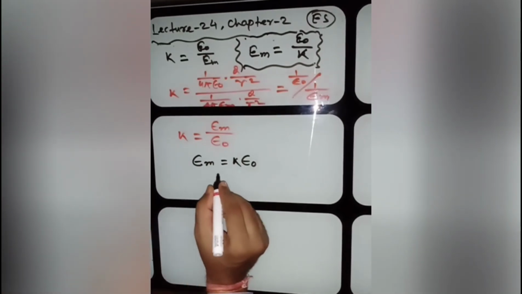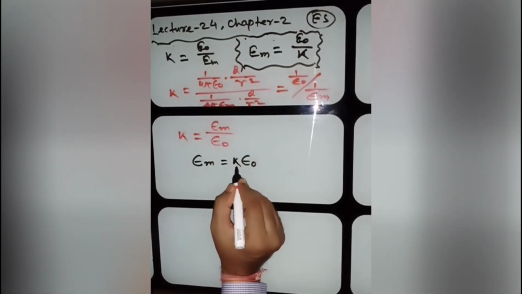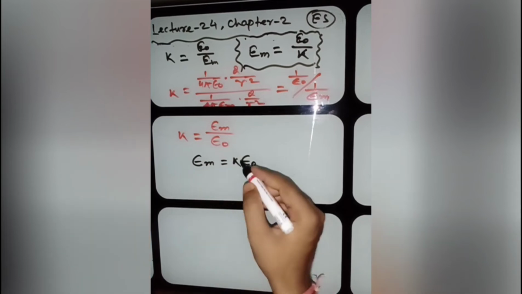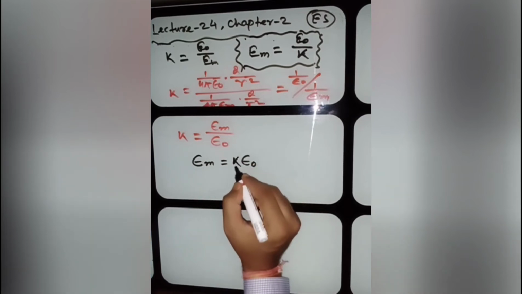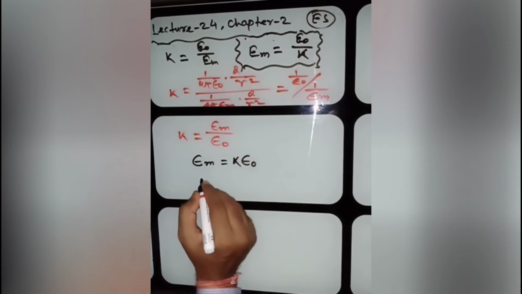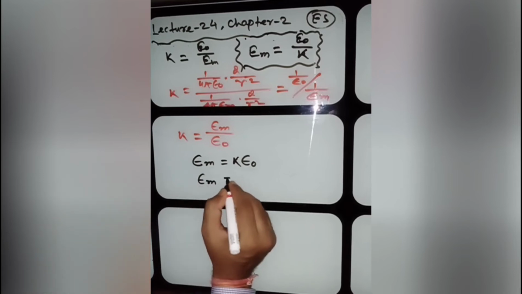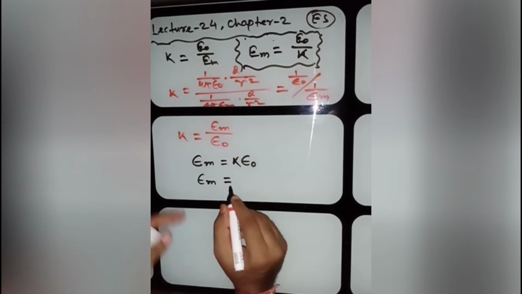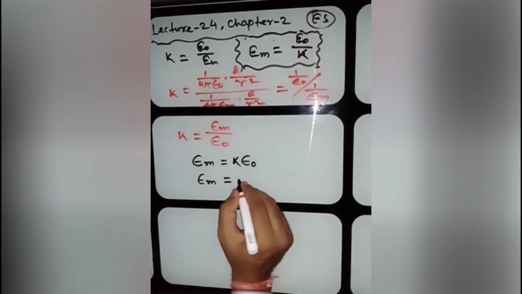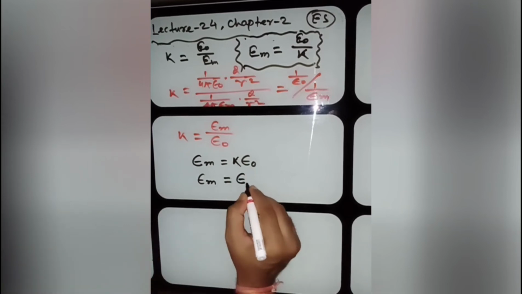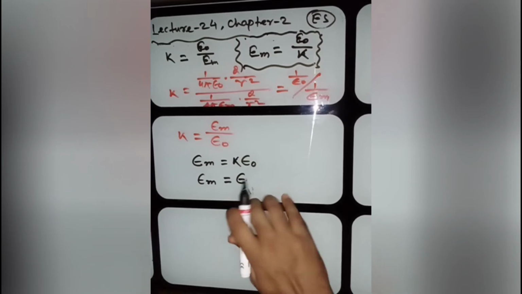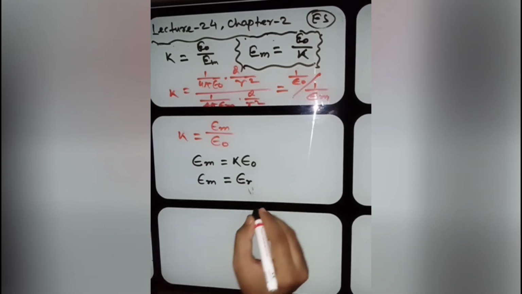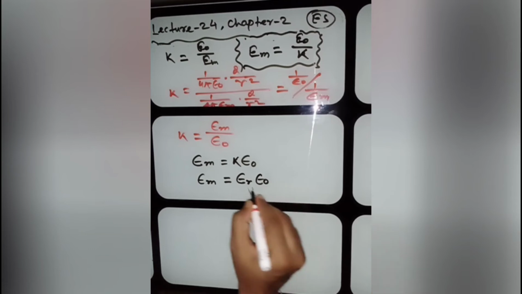Remember, my dear students, this relation is very important and you have to remember it directly: epsilon m is equal to K times epsilon naught. This epsilon m is the permittivity in the presence of a medium, and K can also be written as epsilon relative, times epsilon naught.